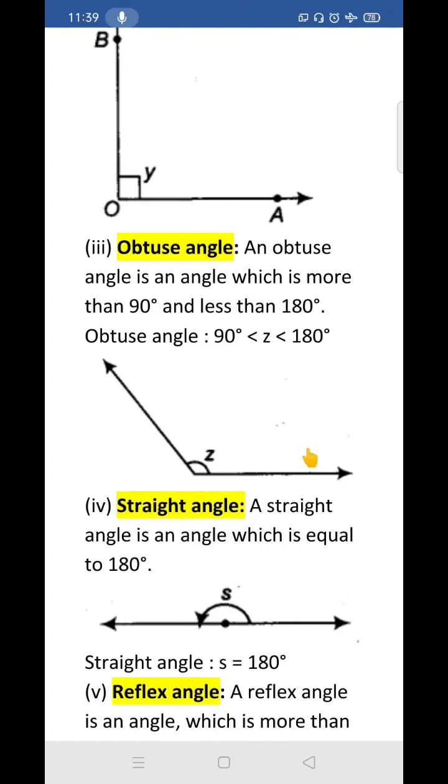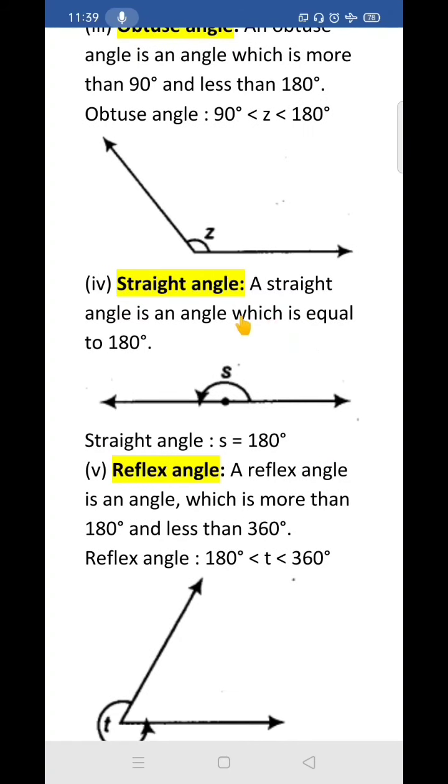Now the next one is straight angle. What do you mean by straight angle? A straight angle is an angle which is exactly equal to 180 degree. Here you can see in this figure, this is a straight angle. A straight angle is equal to 180 degree.